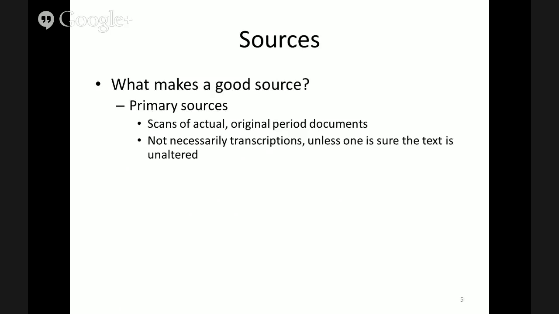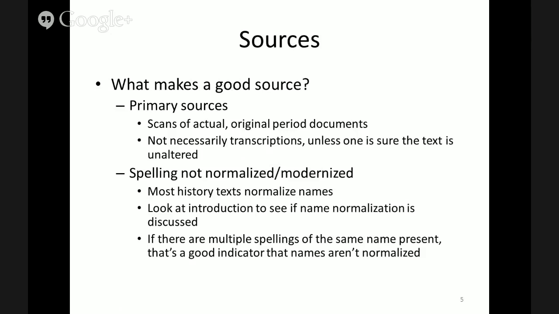Now be careful of transcriptions, because you want to make sure that the text has not been altered. Sometimes when authors transcribe period documents, they modernize words, they modernize names. And that's no good. Any source we use, whether primary or secondary, we want to make sure the names are not normalized, not modernized. Most history books normalize their names. If the book you've got is a normal history text, I don't necessarily mean like a high school textbook, but just a book on history, the names are almost certainly modern. No one called Charlemagne that when he was alive. He was Charles the Grosse or Carolus Magnus. He was not Charlemagne. That word came much later, and a history book will call him Charlemagne.